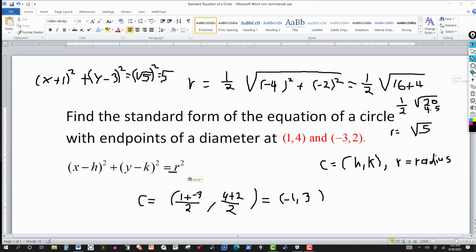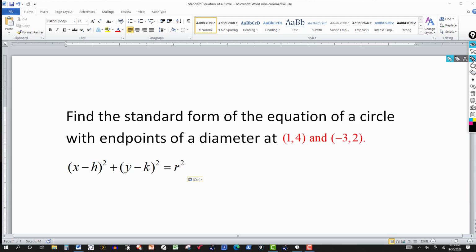So that's the simplified answer. And if you want it to fit this form here, you can write it this way, or you can write it as the square root of 5 quantity squared. Then it looks pretty much exactly like this format here. And that's your solution to this one.